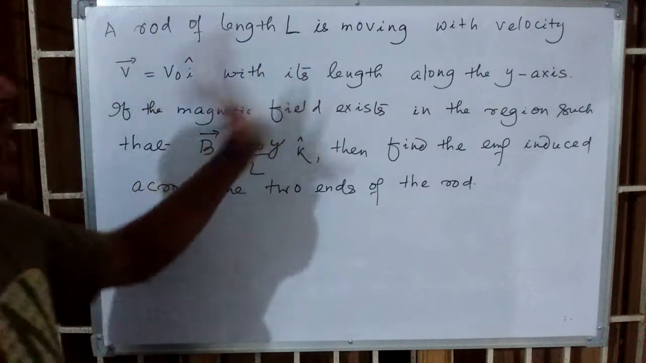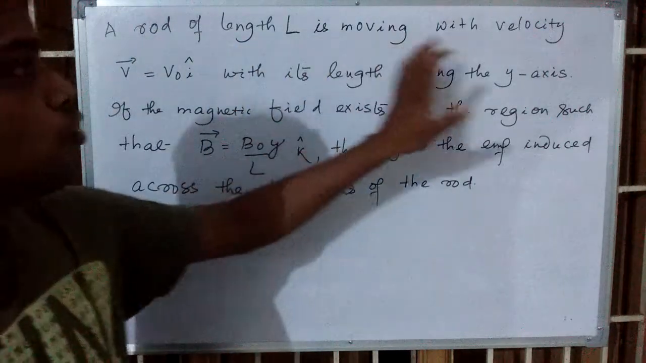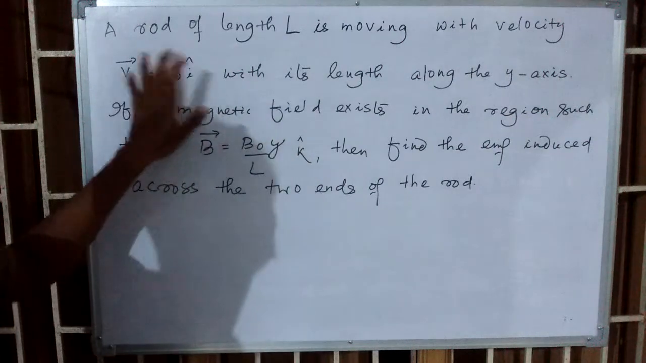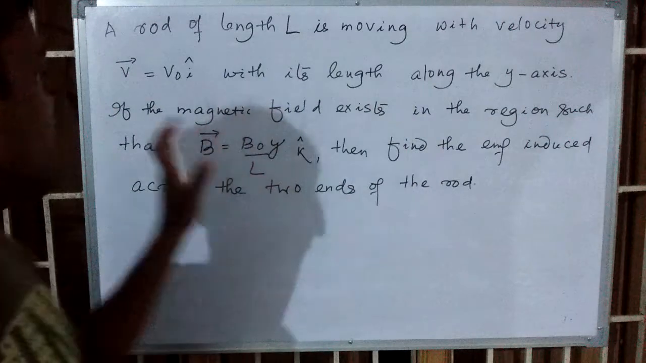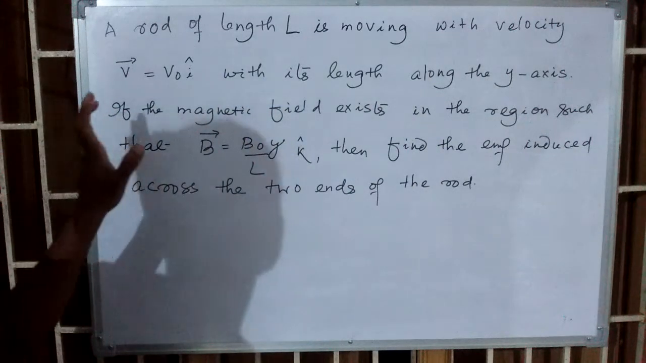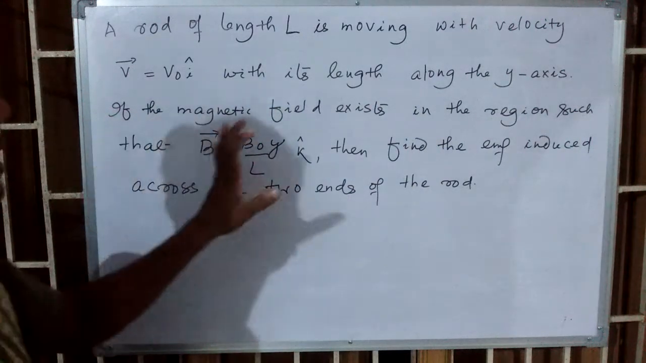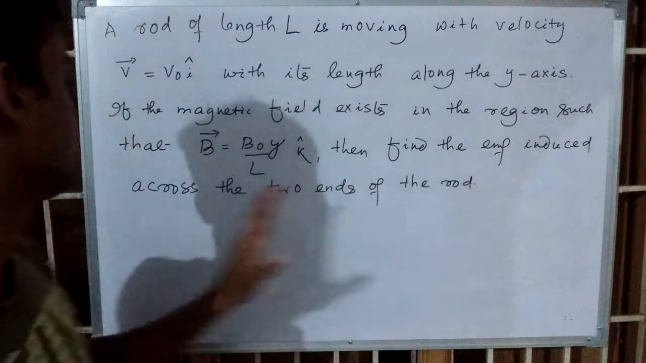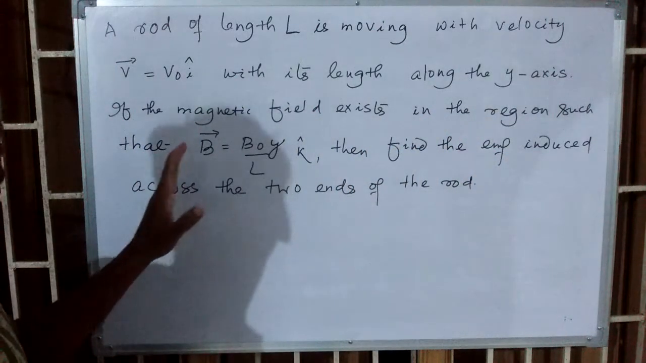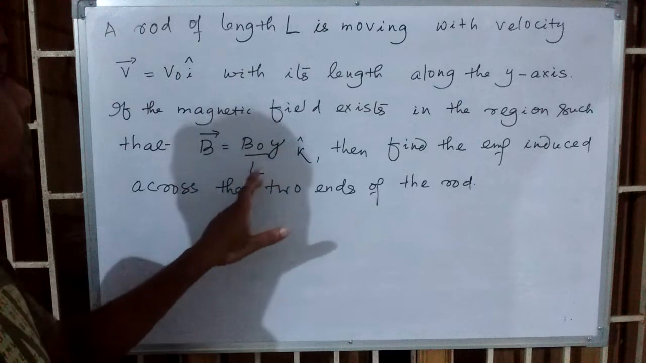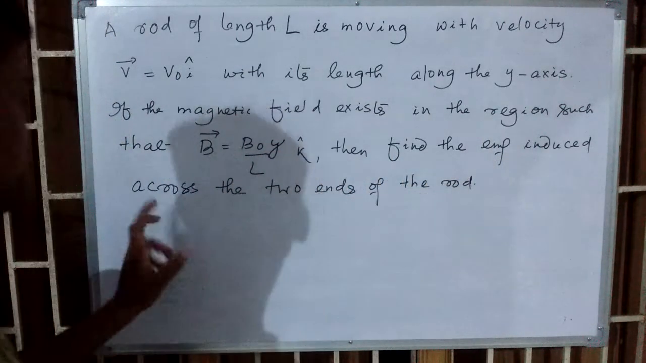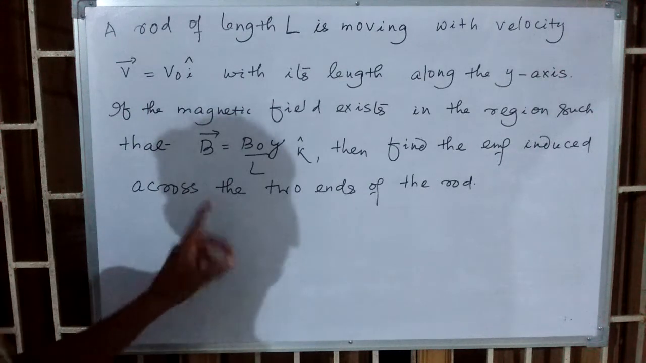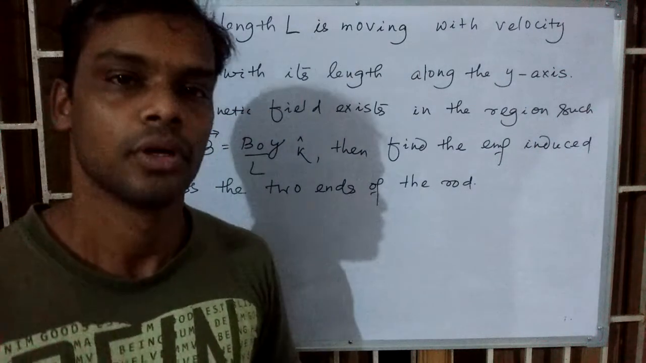A rod of length L is moving with velocity v equal to v naught i cap with its length along the y-axis. If the magnetic field exists in the region such that B is equal to B naught y by L k cap, then find the EMF induced across the two ends of the rod.